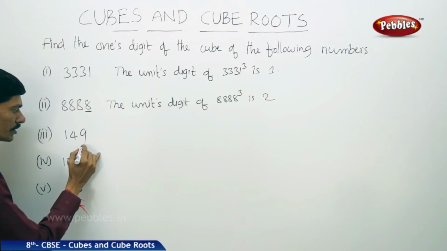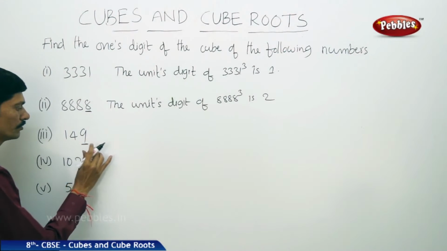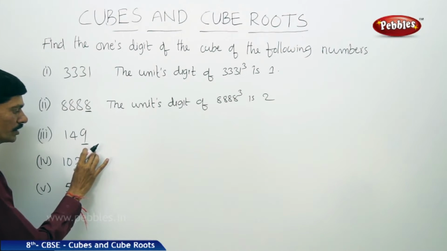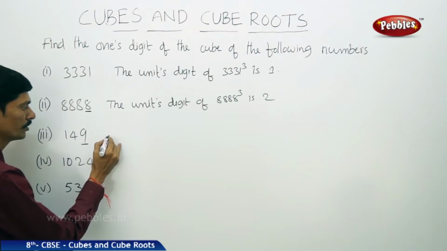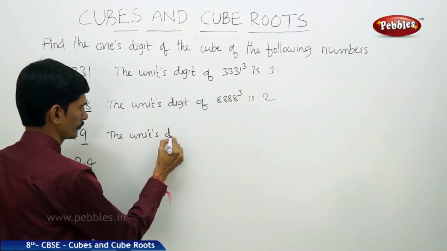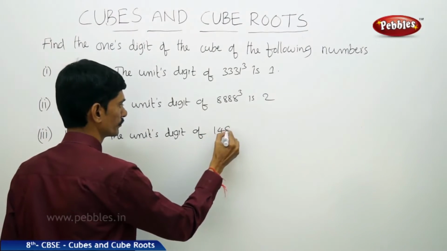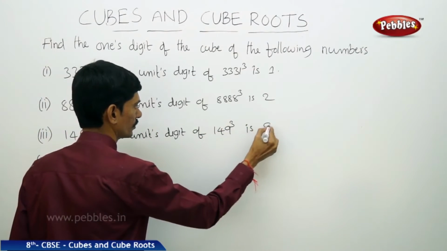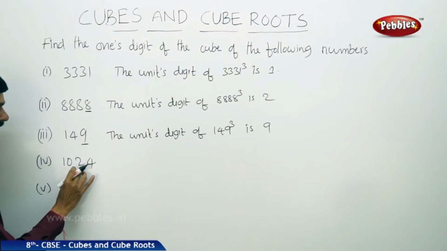Next, we should find the units digit of 149 cube. Then what is the units digit of the given number? It is 9. So if a given number ends with 9, then even its cube also ends with 9, because 9 into 9 into 9, 9 9s are 81, 81 9s are 729. So it is also ending with 9. So the units digit of 149 cube is 9.